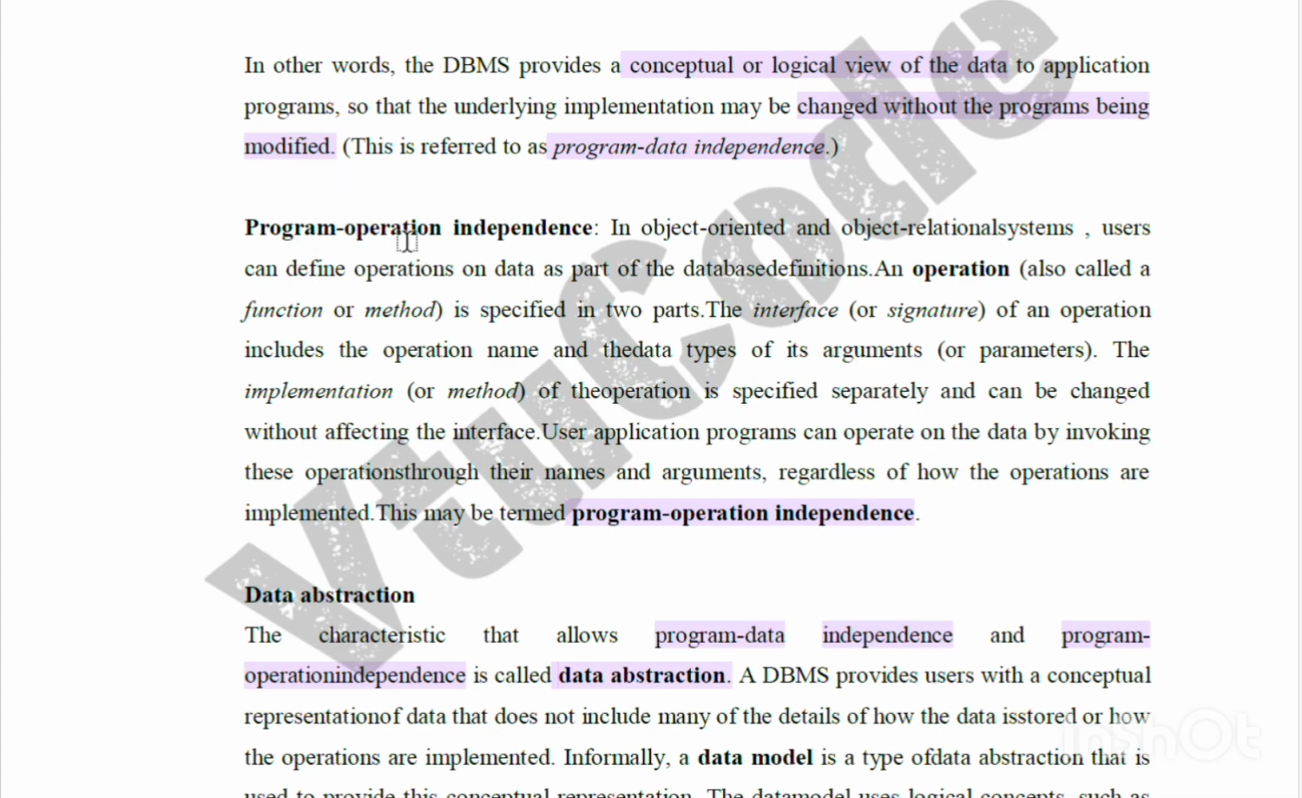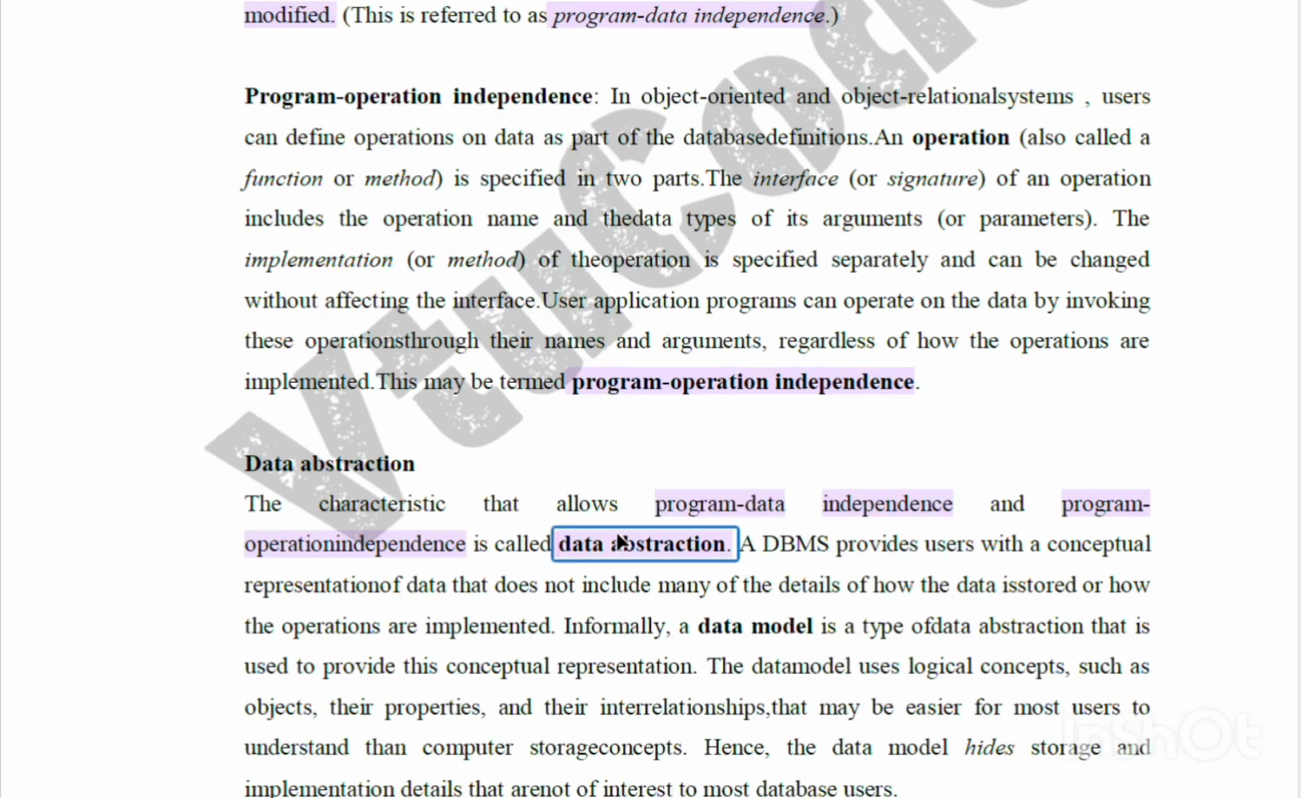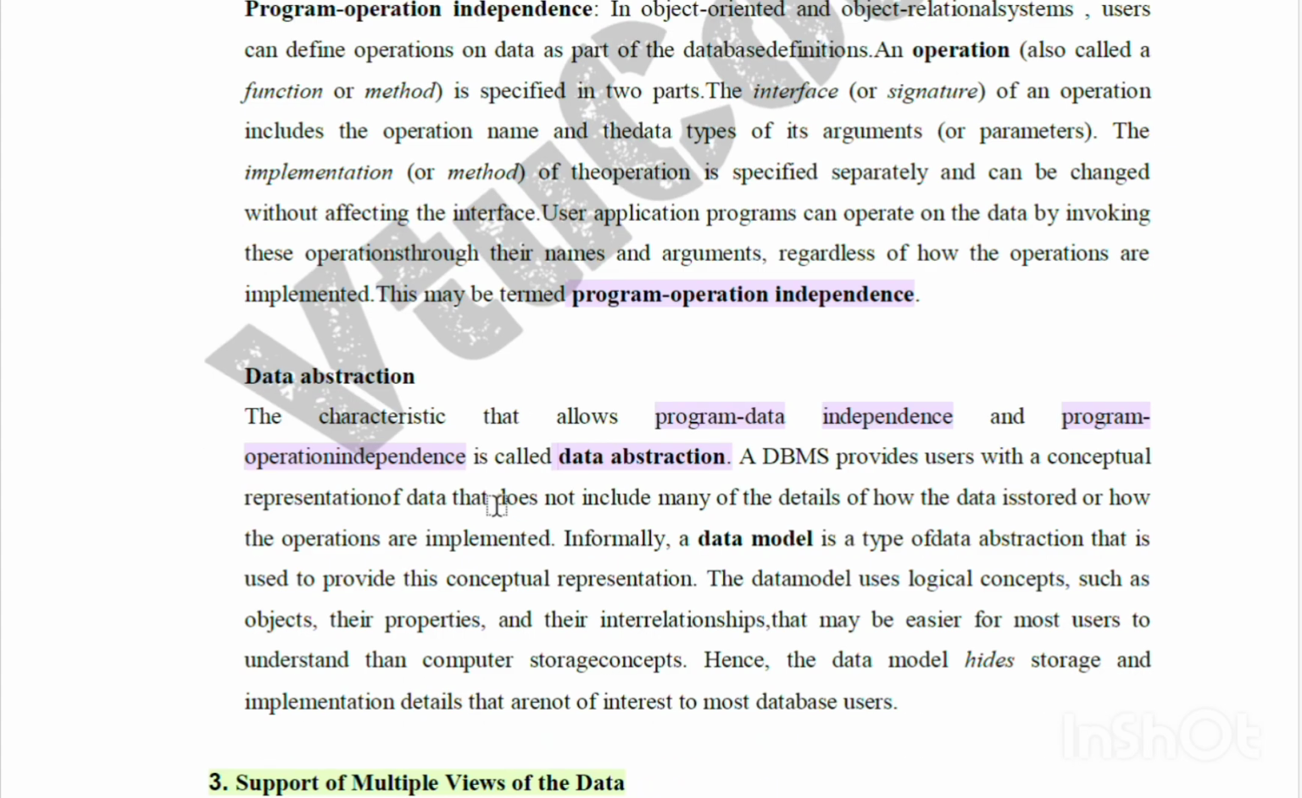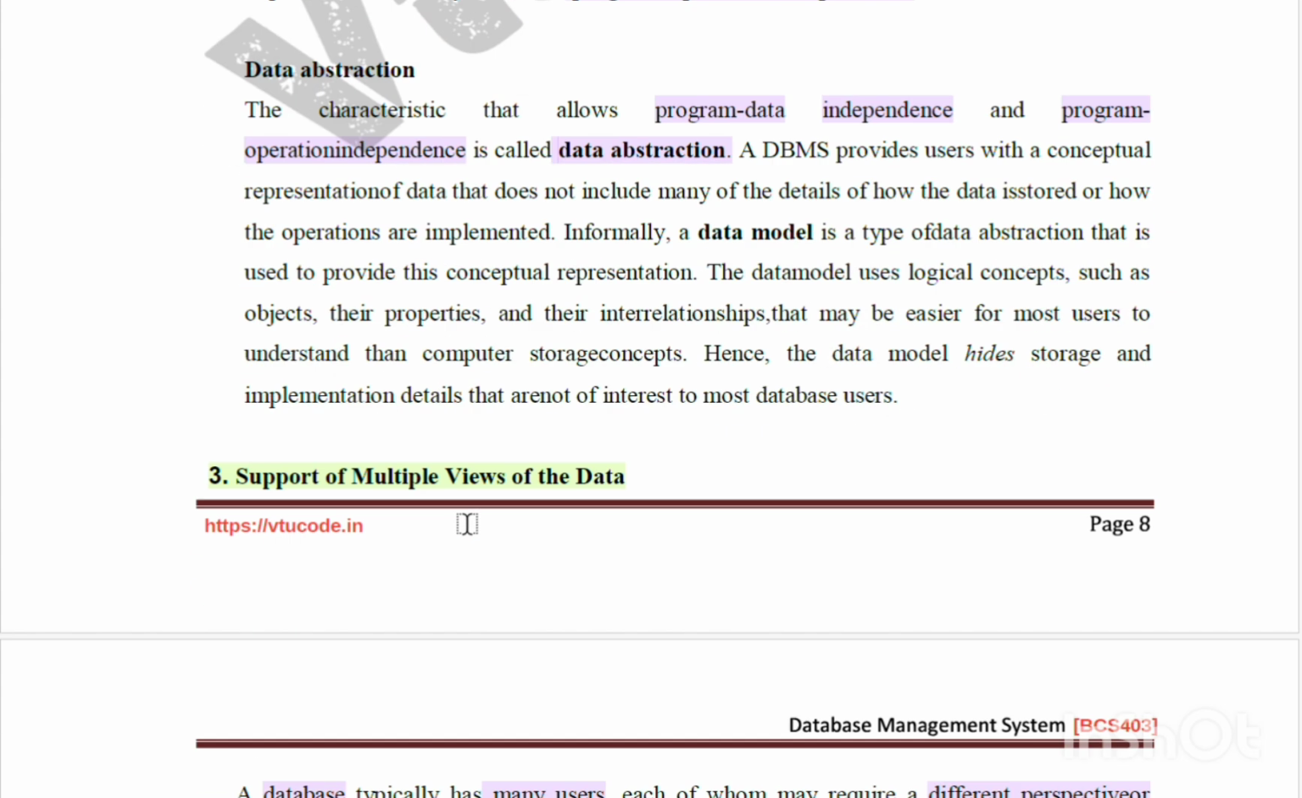The next one is program-operation independence. Imagine you want to update or add data in the middle of a file. If you want to do that in a file system, you need to change or update all the data below that. But in a database there is no need to do that. By the update option or the insert option, we can do insertion or update. So this is called program-operation independence. Data abstraction means program-data independence and program-operation independence. If there are both, this is called data abstraction. This is the main feature or characteristic of a database.